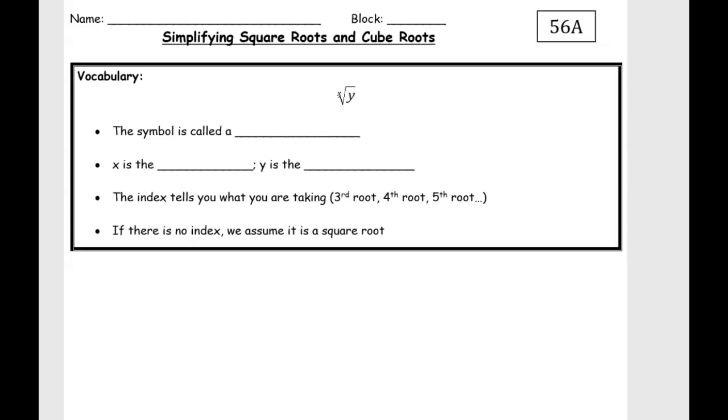Hey guys, welcome back. Today is day 56 and we are going to talk about simplifying square roots and cube roots. So before we get into this, we're going to talk first about the symbol.